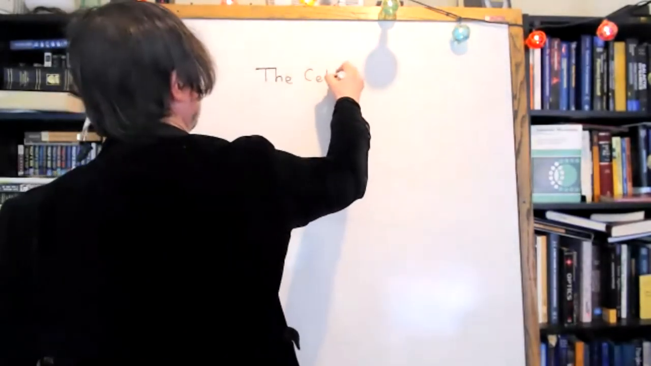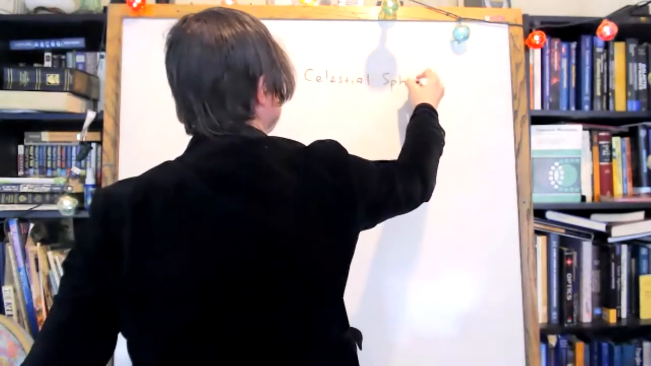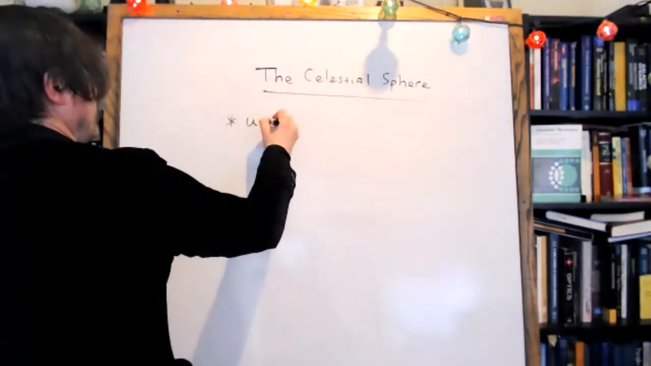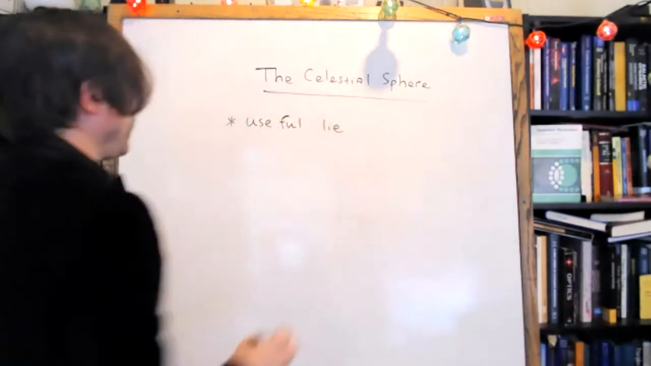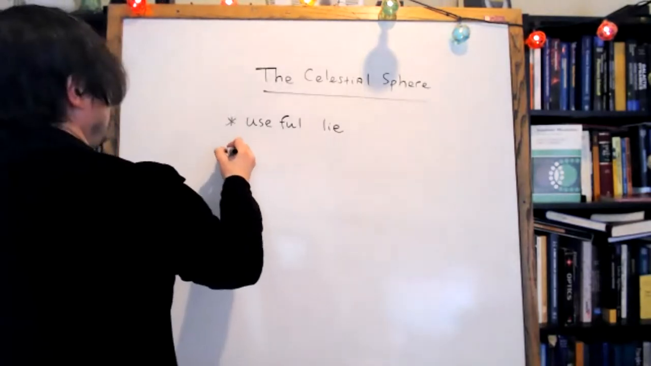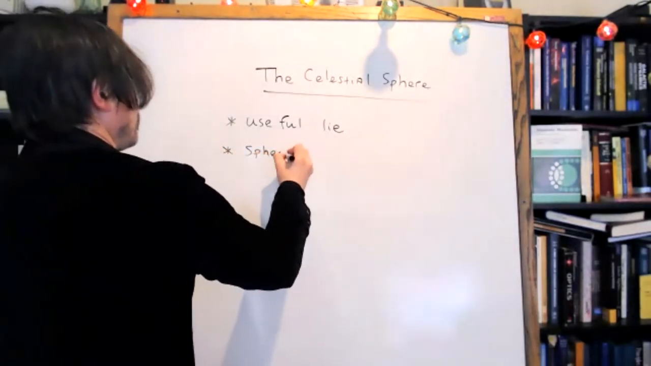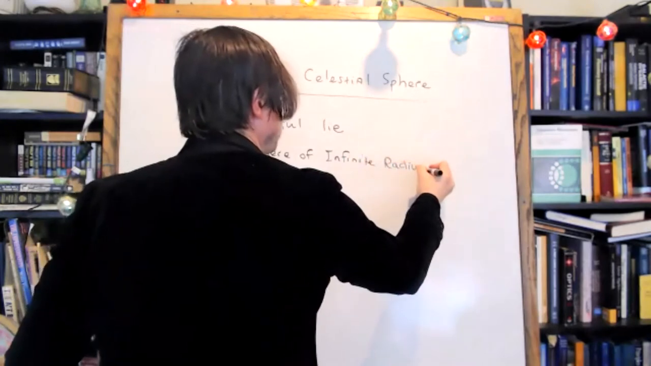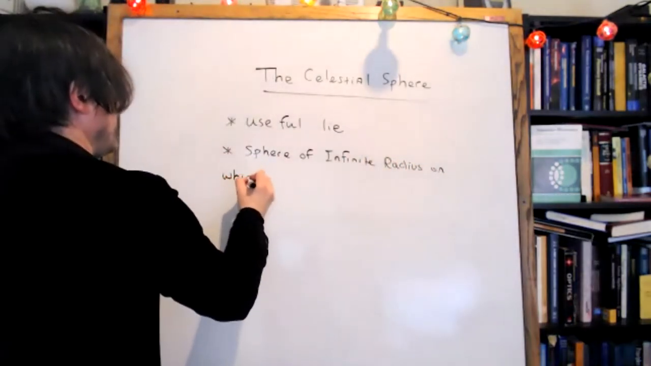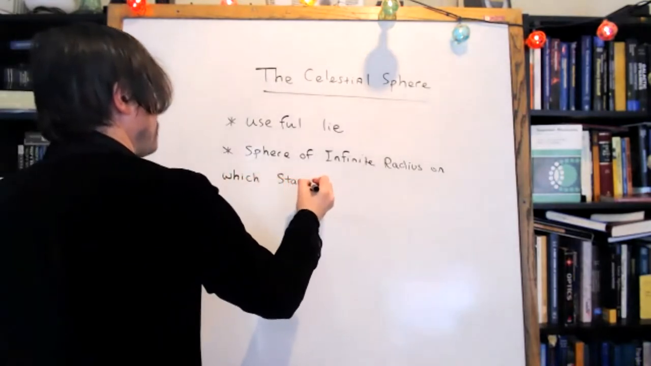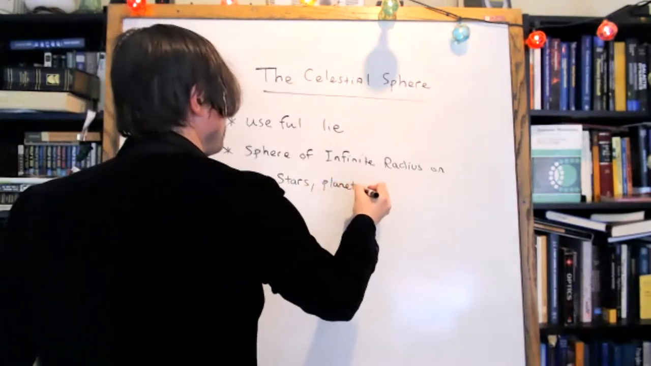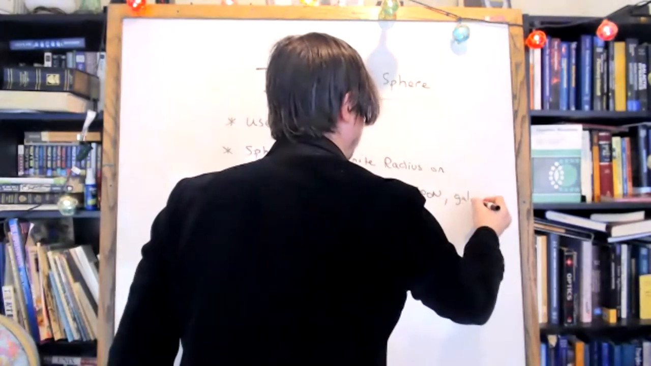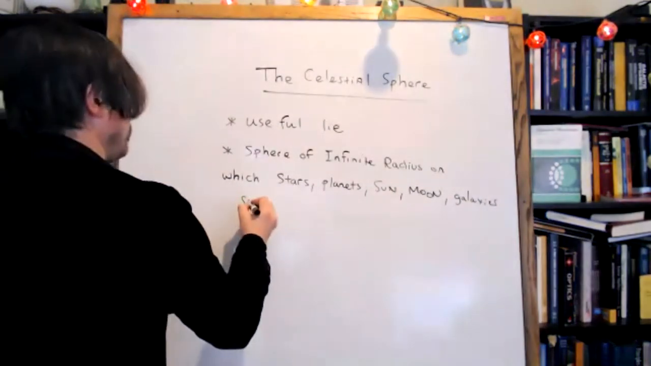So introducing the celestial sphere. The celestial sphere is a useful lie, okay? It's a lie that's more useful than the truth. And the idea is that it is a sphere of infinite radius on which things like stars, planets, the sun, the moon, hell, even galaxies, if you want to go there, seem to rotate.